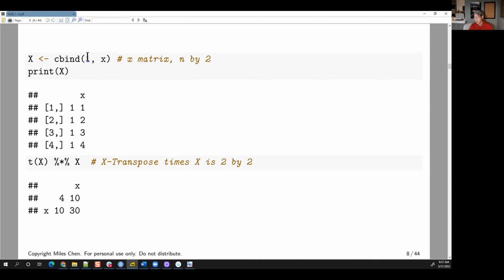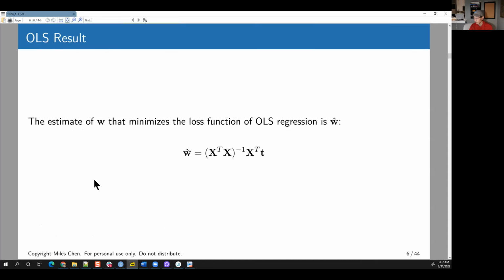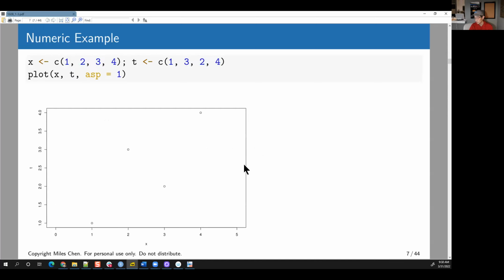So I'm just doing cbind, and we can take advantage of the fact that R recycles values. So I can just do cbind 1 along with X, and that's going to create this. And then I can do X transpose X, because remember, the solution is going to be X transpose X inverse X transpose T, T being the actual values, 1, 3, 2, 4.